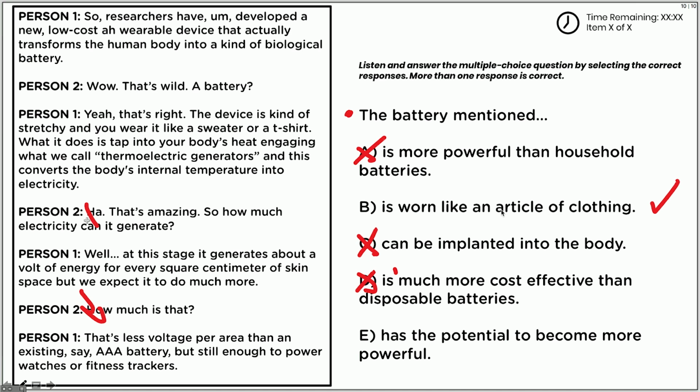Have a look at this section here. The speaker says, well, at this stage, it generates about a volt of energy for every square centimeter of skin space, but we expect it to do much more. It's a great paraphrase of the word potential. So there you go. The answers are B and E. How did you go there?